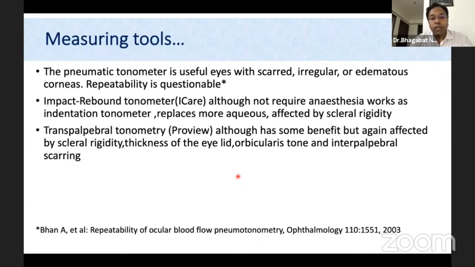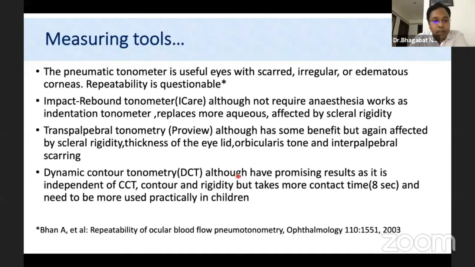Transpalpebral tonometry, the ProView, has come, and although it has some benefit, it is affected by scleral rigidity, the thickness of the eyelid, since you measure through the eyelid, the orbicularis, and corneal scarring. The newer one, dynamic contour tonometry, has promising results, as it doesn't depend on the thickness or contour of the cornea and rigidity, but it takes about 8 seconds, which is difficult in children, and it needs to be more practical in children. So among these, what I want to conclude is that applanation tonometry is still the gold standard for children.